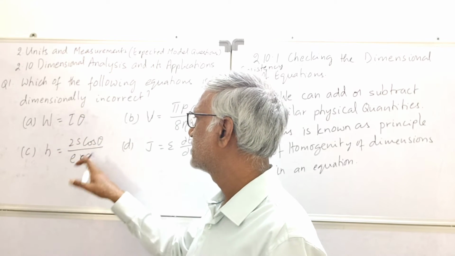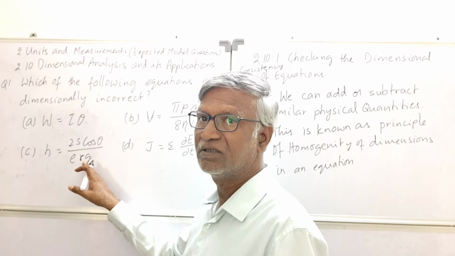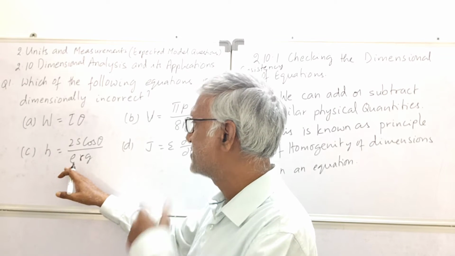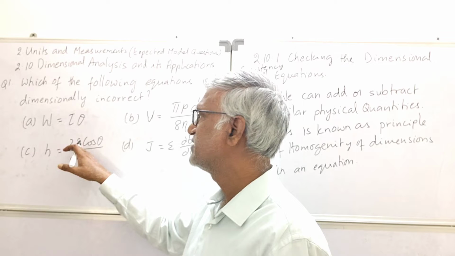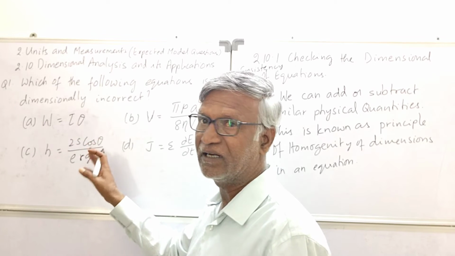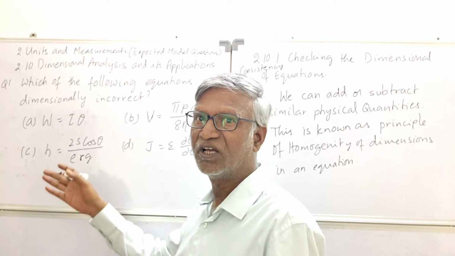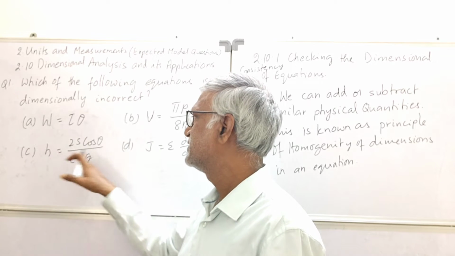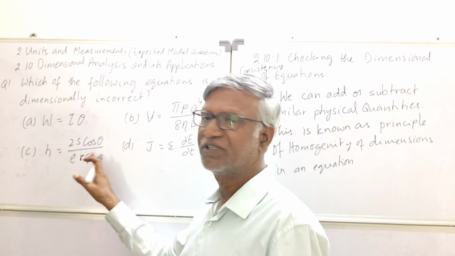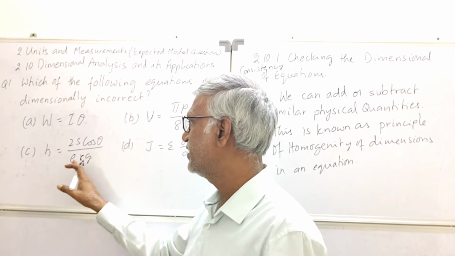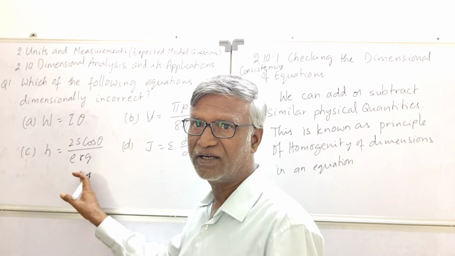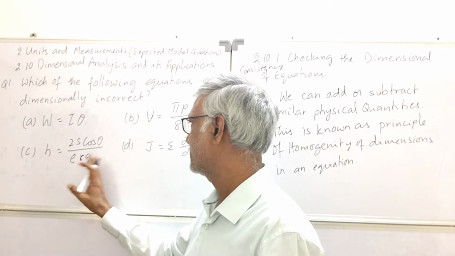h is equal to 2s cos theta by rho r g. R means radius, rho is the density of the liquid, s is surface tension, theta is the angle, h is the height of the capillary rise or capillary fall. Okay, this is the equation, basically a direct equation. This is also 2s cos theta by rho g r. Okay, this is also correct.